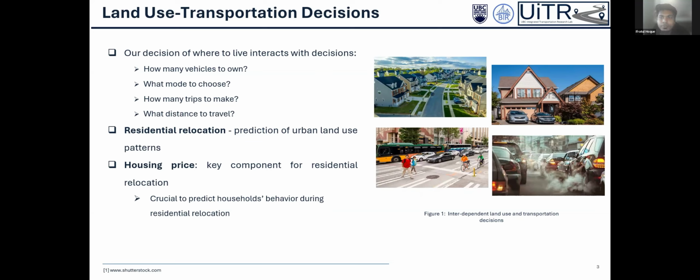And the housing price is a key component of residential relocation, because obviously when people are buying or renting their houses, the prices are one of the most important things. So in this paper, we'll mainly be focusing on the housing price component of the residential relocation part of an integrated urban model.